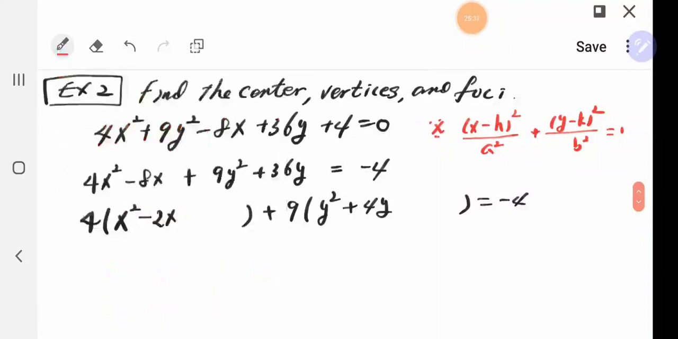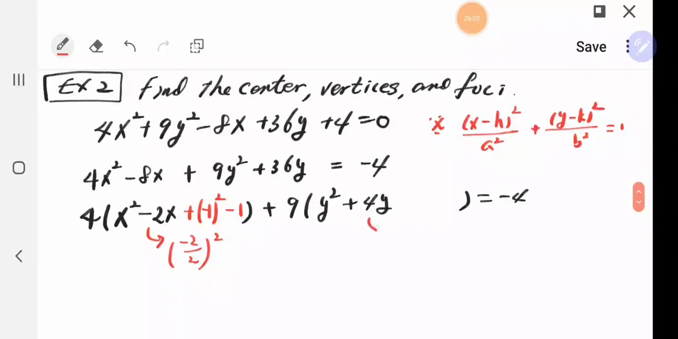We want to make a perfect square, so we have to add half the coefficient of x, so negative 2 over 2 squared, which is negative 1 squared. We added 1 inside the parentheses, so we have to subtract 1 inside the parentheses. For the y, divide the coefficient of y by 2 and then square it. I'm going to add this inside the parentheses, so that is 2 squared. Since we added 2 squared, we have to subtract 2 squared, which is minus 4.